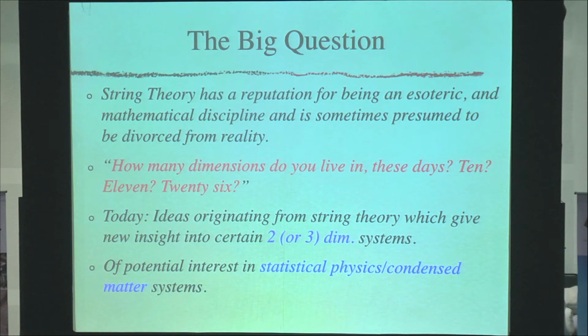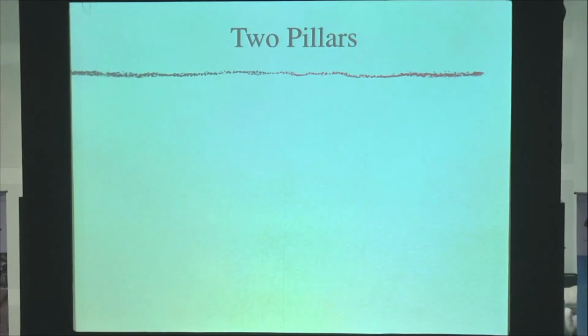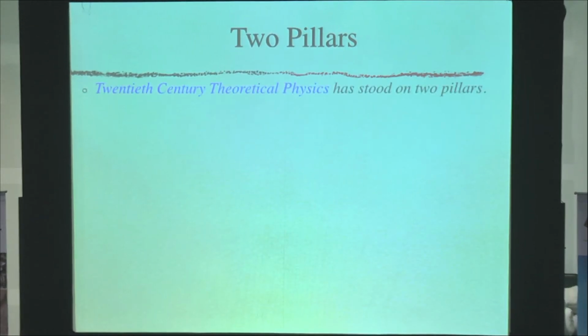And some of the systems we'll consider do have a role to play there, but the main motivation for the study actually lies elsewhere, and that's what I'll now try to explain. This is just for the non-physicists in the audience, I presume a few. I think it's fair to say that 20th century theoretical physics has stood on 2 pillars, and these are general relativity and quantum field theory. These are 2 big frameworks.